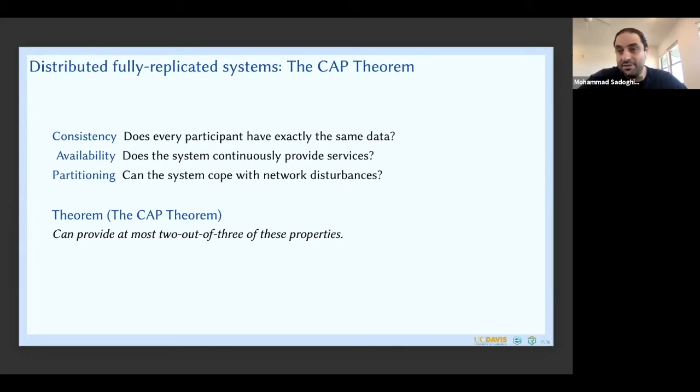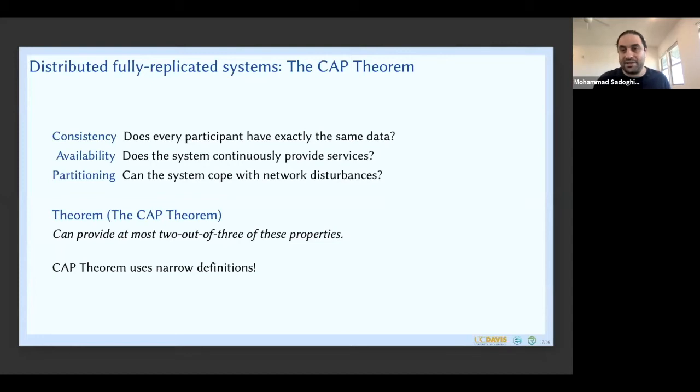In reality, in practice, you cannot really choose whether to have partitioning or not. You cannot really say, I want to allow network partitioning, or I don't want it to. It could happen. Partitioning could happen, so there's nothing you can do. The internet may go down. The routers, the switches may go down. There's nothing you can do to say, no, I don't want that to happen.